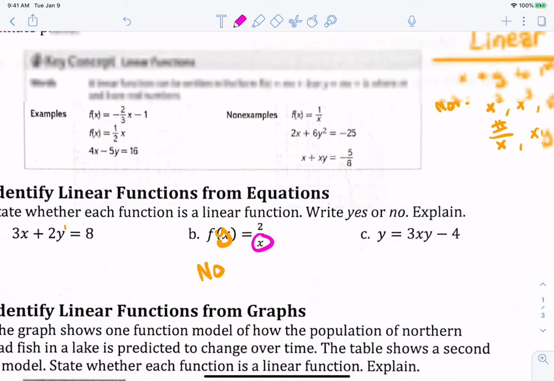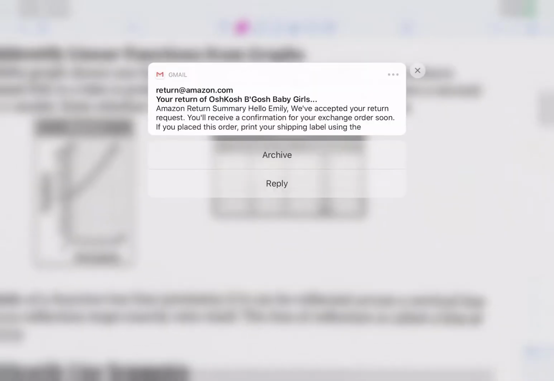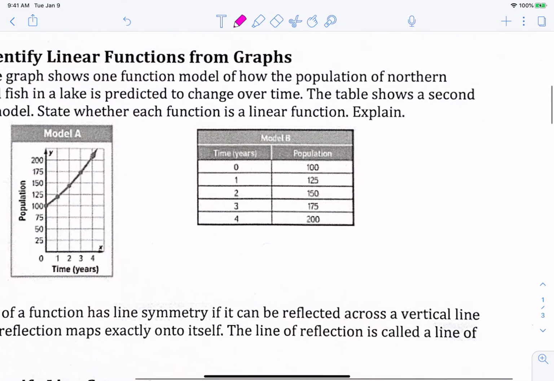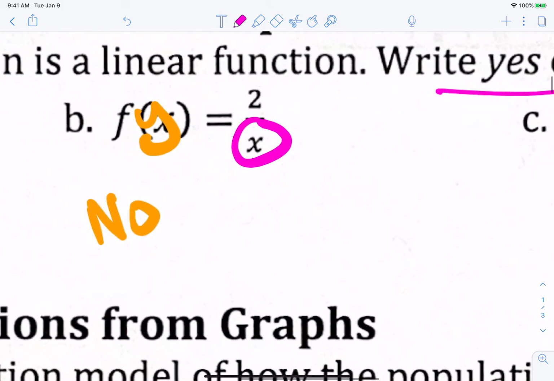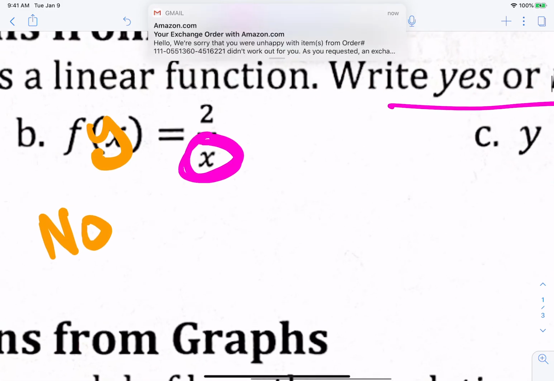So on this and on your homework assignment, when it says write yes or no and then explain, all the kids were like, how do I explain? Okay, your explanation is going to be No, circle the part that's bad. Okay? So I'm going to circle the x on the bottom because that's what makes it not a linear function. That's a good enough explanation for me.